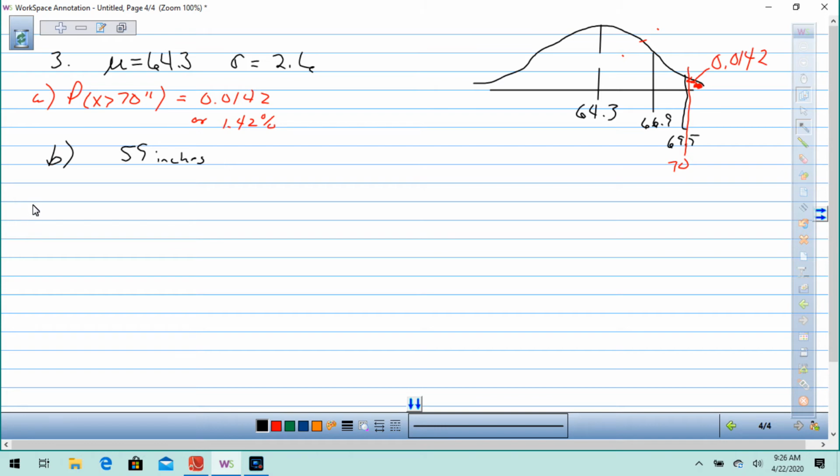Number 4. Moving right along. Sampling distribution. Scores on the Gilliam Autism Rating Scale are normally distributed with a mean of 100 and a standard deviation of 15. A sample, this looks like an excellent problem for y'all to do and put on the form. Number 4.